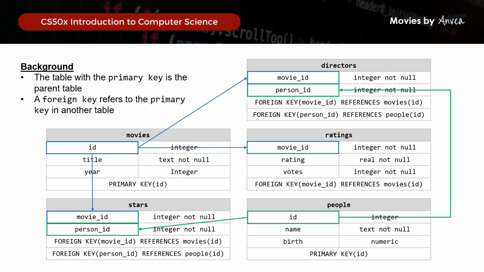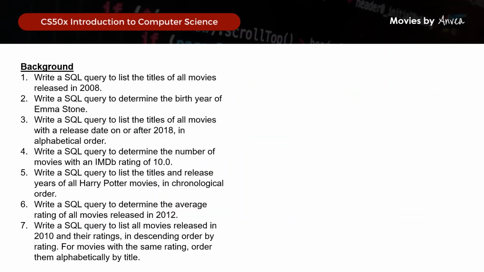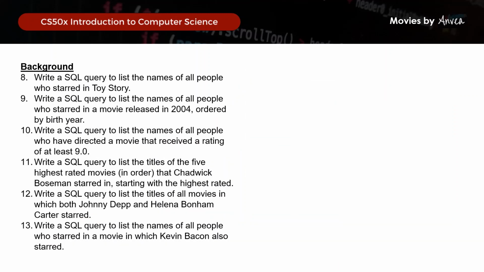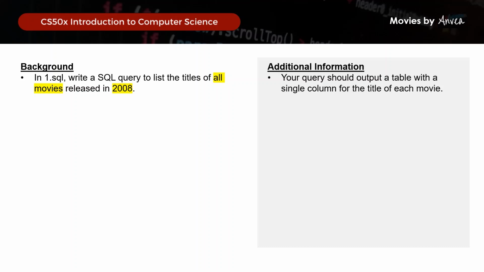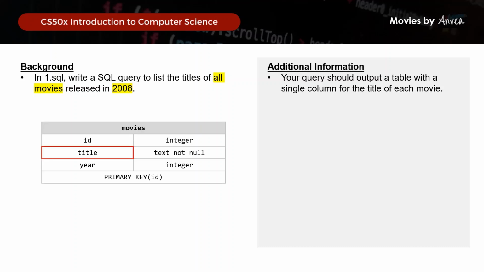So what do we need to do? We are given 13 SQL queries that we need to write, so let's go through it one by one before we put it all in our program. So firstly, we need to write a SQL query that lists the titles of all movies released in 2008. So for this, we simply need information from the title field from movies. So our query will simply be select title from movies where year equals 2008.